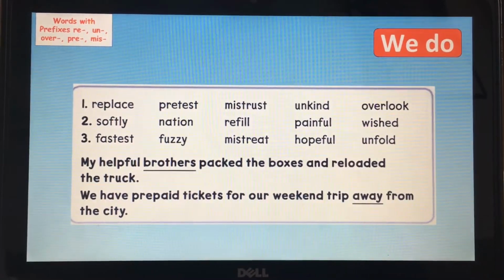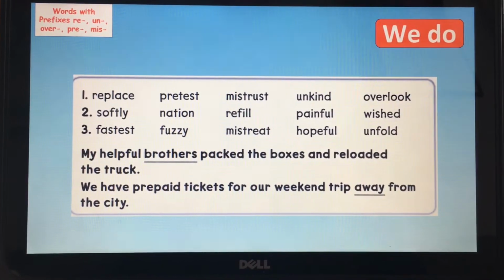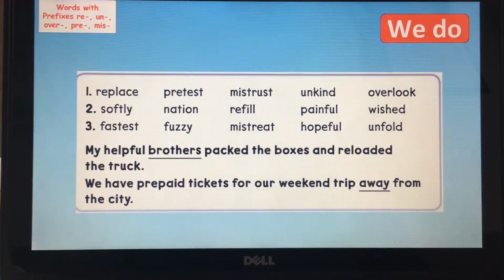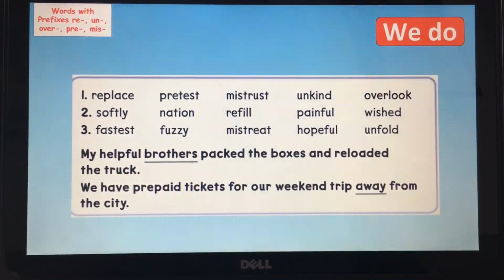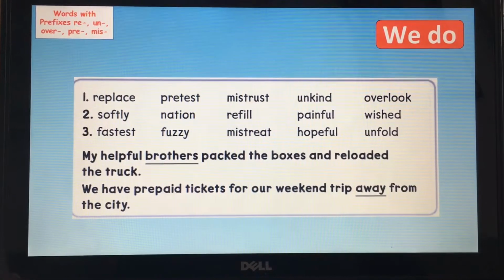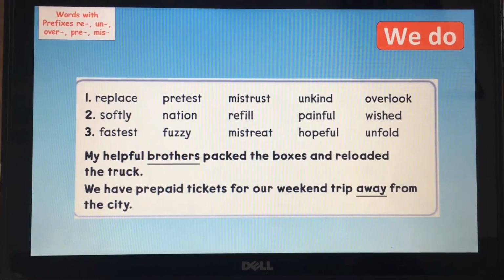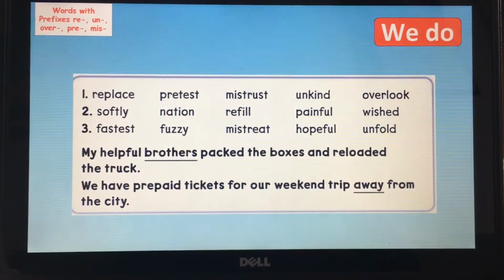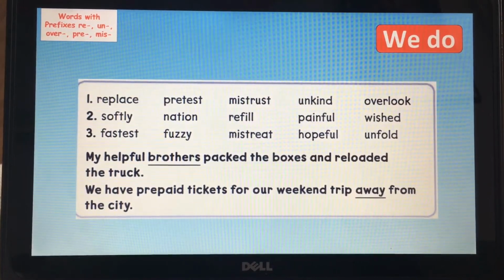So now we're going to read some words that have these prefixes in them. I'm going to model reading the first row for y'all so you have an idea of what the words say. After I read, you're going to read the second 2 rows and then the bottom 2 sentences on your own. So the first row says replace, pretest, mistrust, unkind, overlook. Now it's your turn to read them, so you can either read them in this space or you can pause it and try to read it with the video paused.